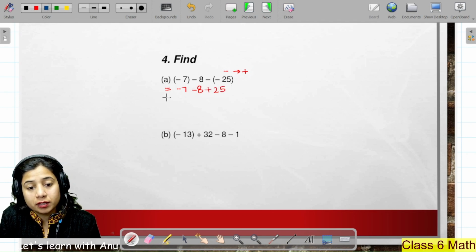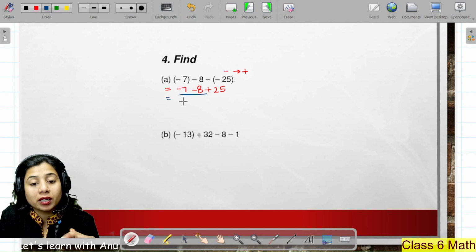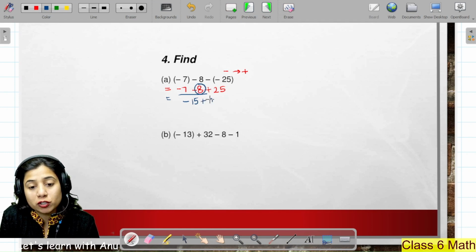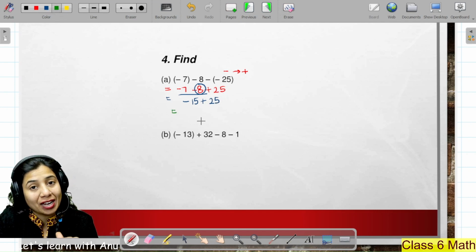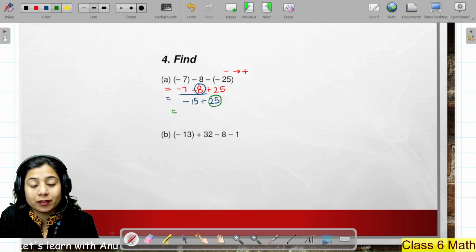Then solving the first two integers, same sign, addition is going to happen. So 7 plus 8 is 15. Sign is going to come of bigger number. So it's minus 15 plus 25. Now we have opposite sign. So subtraction is going to happen and sign will come of bigger number, that is 25. So 25 minus 15 is 10.